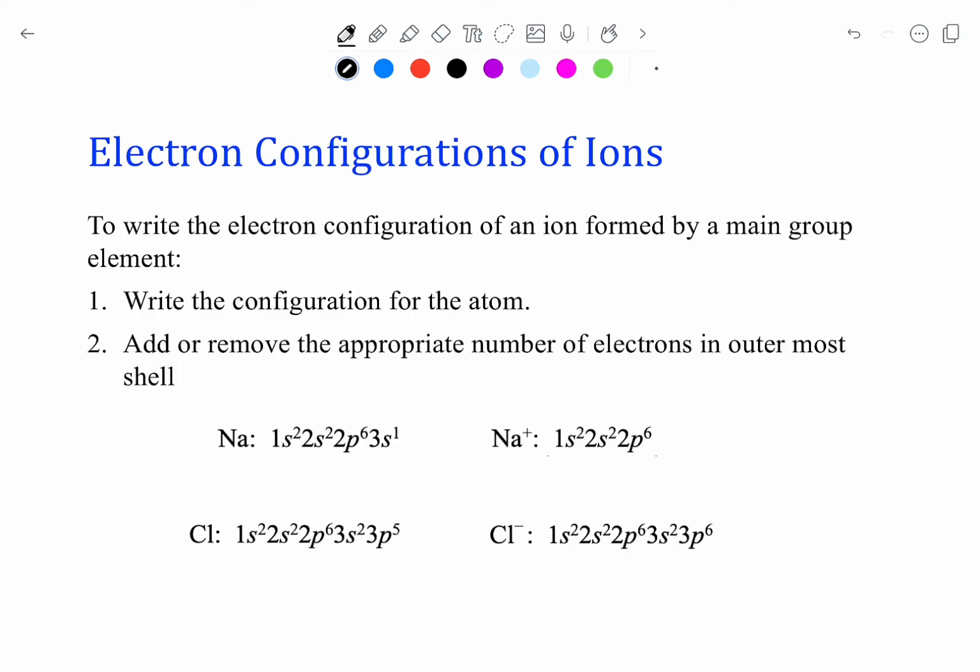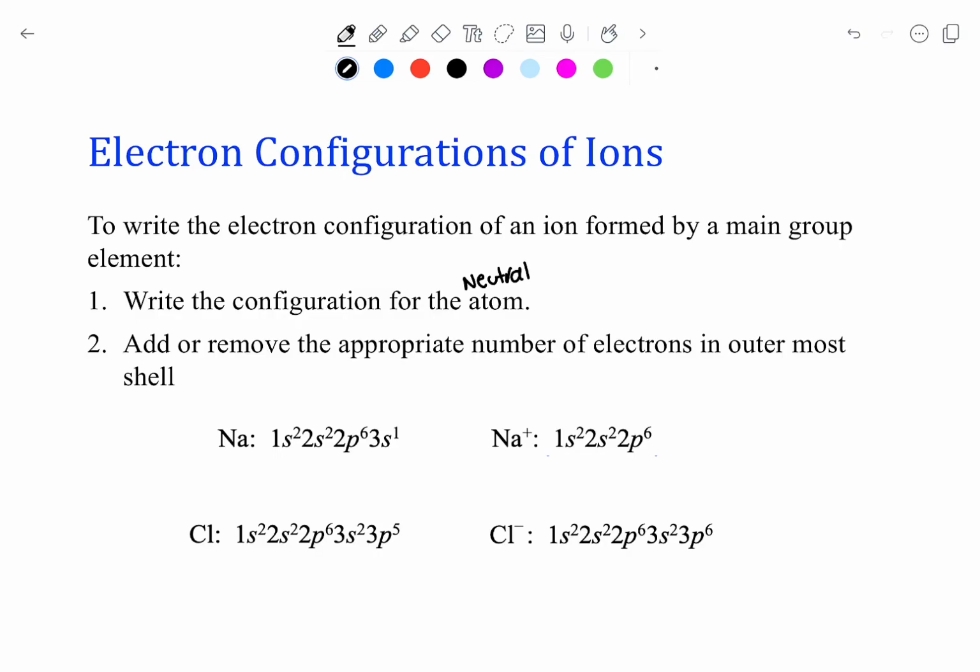So if I'm removing those electrons, I'm not just removing them from any orbital, I'm removing them from specific orbitals. So to write the electron configuration of an ion formed by a main group element, we first want to write the configuration for the atom, and I'm going to add a note there that it should be the neutral atom, as you find it on the periodic table.